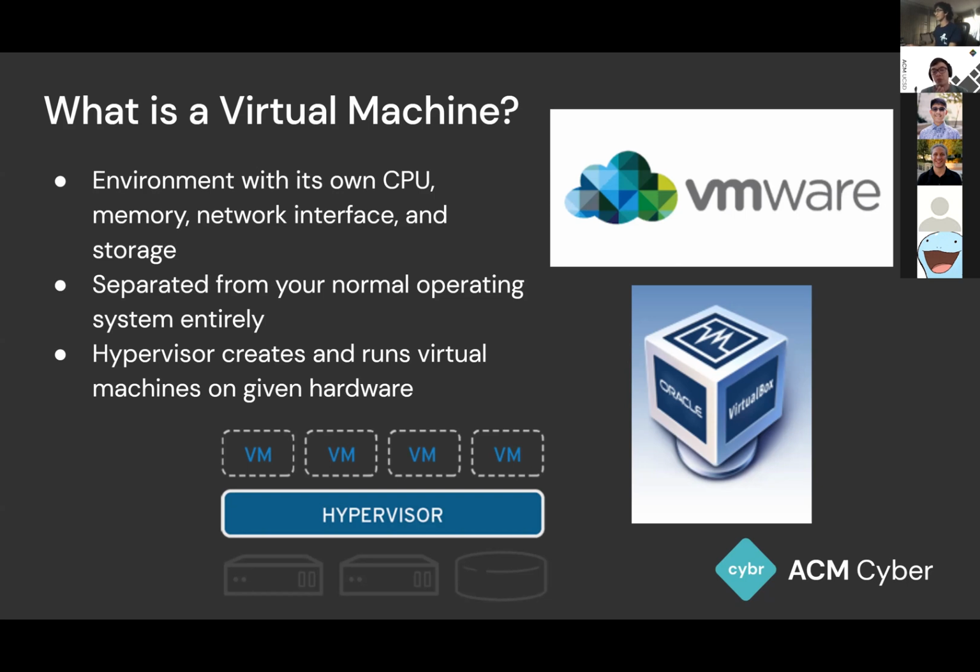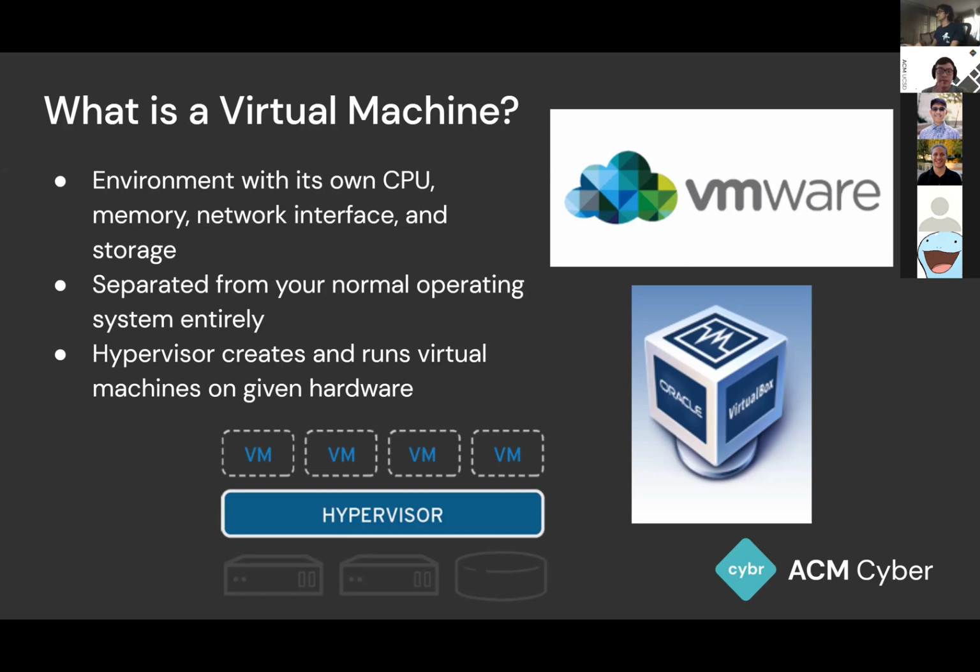So we're going to be using a virtual machine. Now, what is a virtual machine? A virtual machine is essentially an environment with its own CPU, memory, network interface, and storage. And it is sandboxed from your entire operating system, meaning it operates in its own sandbox. It can't touch anything in Windows, for example, or macOS for that matter. It can't touch either of those. It just operates in its own environment.